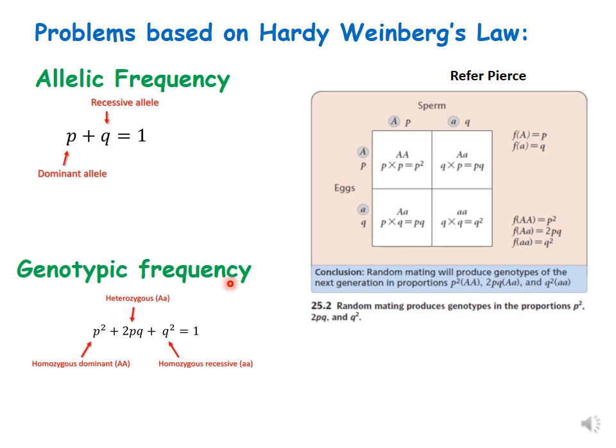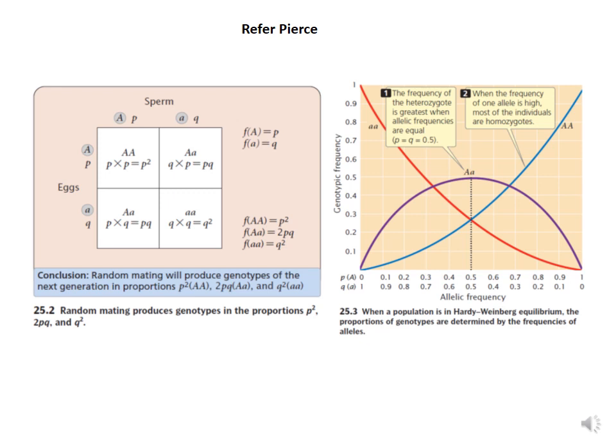And for now, in this chart you can see that when random mating happens, it produces genotypes in the proportion p square plus q square plus 2pq, where p square is the homozygous dominant genotype, q square is the homozygous recessive, and Aa, that is the heterozygous, is represented by 2pq because there are two ways of getting Aa. So these are the two basic equations which you will remember for solving problems.